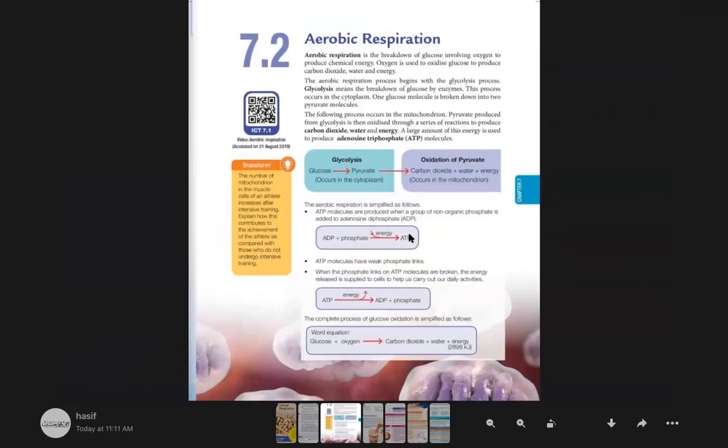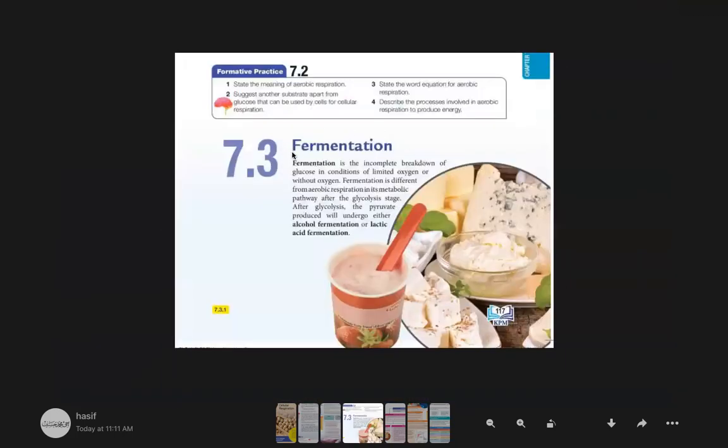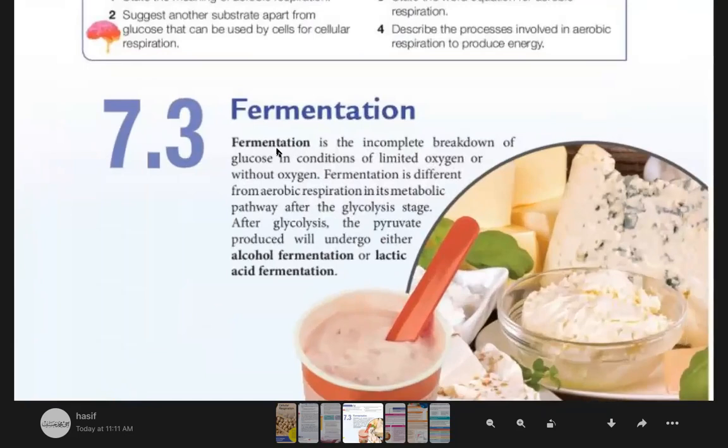Okay guys, so that's all for aerobic respiration. Now we go for fermentation. Macam cikgu cakap tadi, fermentation is also known as anaerobic respiration. Anaerobic respiration. So apa maksud dia? Okay, fermentation is incomplete breakdown of glucose in condition of limited oxygen or without oxygen.